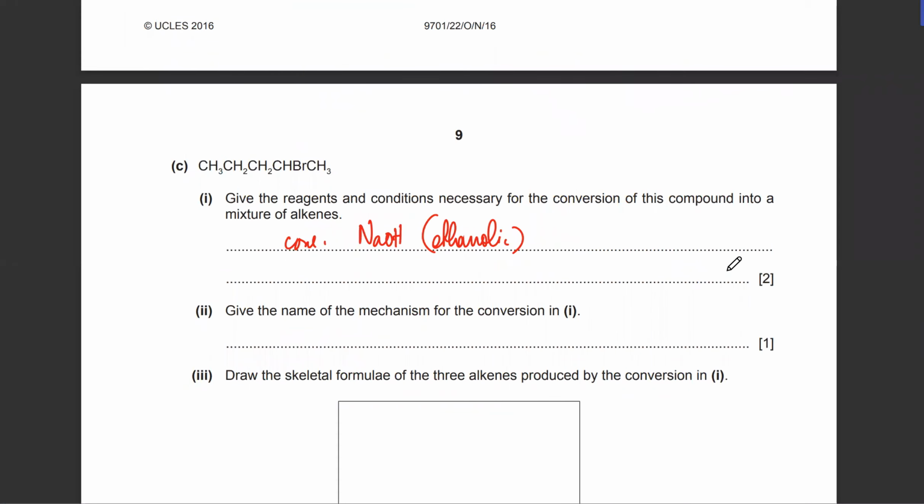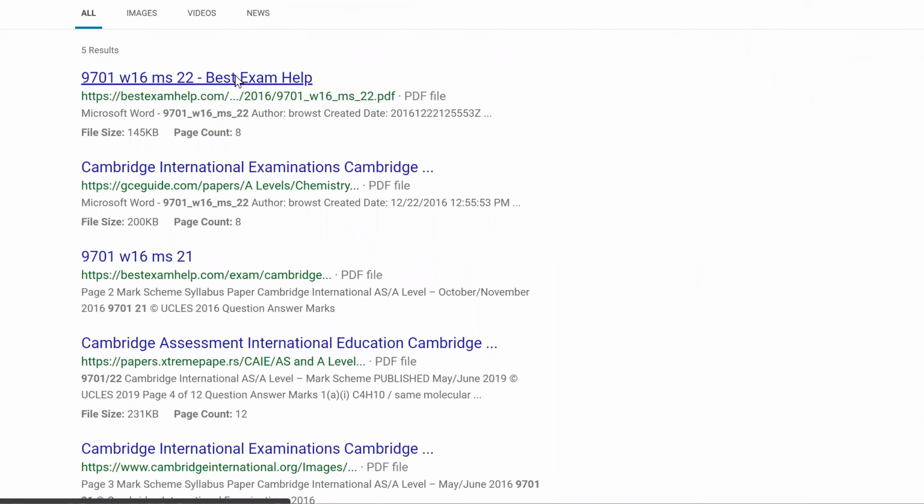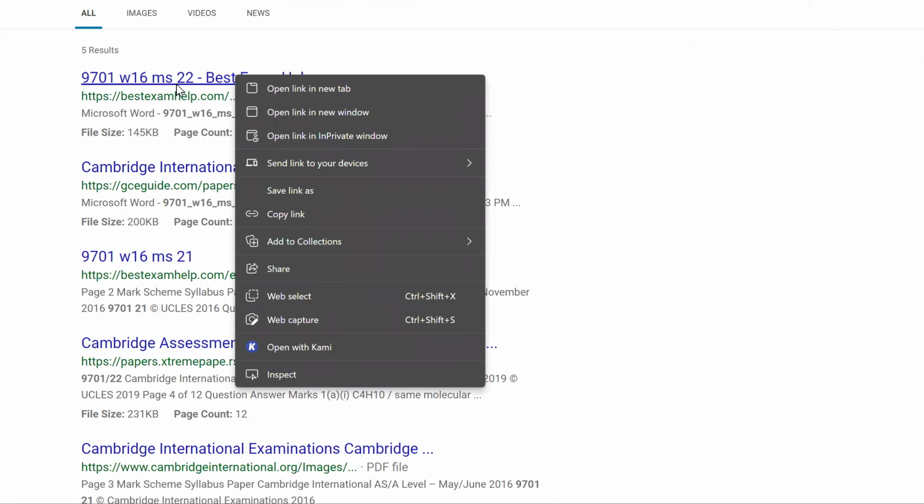I just write if heat is required. One second, very quickly, let me open the mark scheme for this. Is this all? One second.